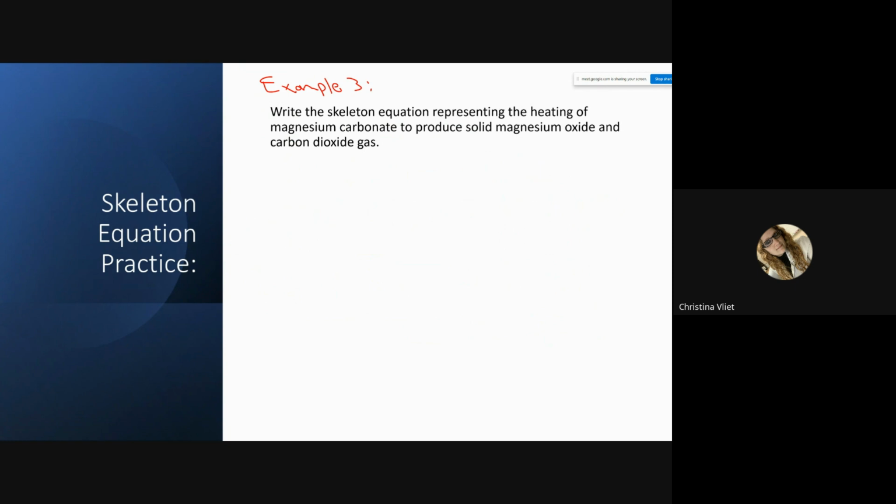Same strategy. We want the skeleton equation, which means you need the correct chemical symbols, all your reactants, and all your products. Hint, there's a polyatomic ion somewhere in here, and I said you could use the chart for that.